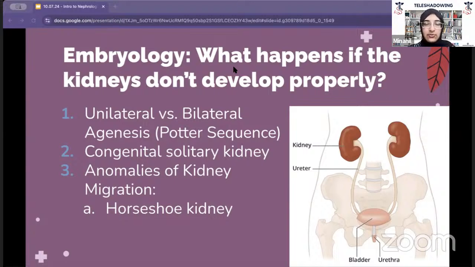Sometimes neither kidney forms, and that can lead to the death of the baby in the womb. There can also be just a single kidney that's able to function, or there could be a horseshoe kidney. Basically, the kidneys form, but they're connected like a horseshoe. So let's talk about that a little bit more.